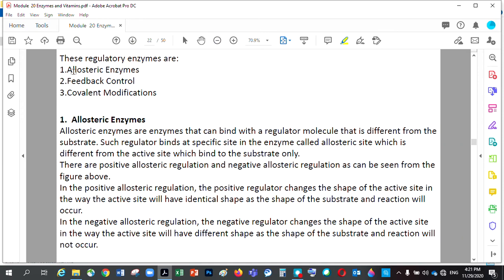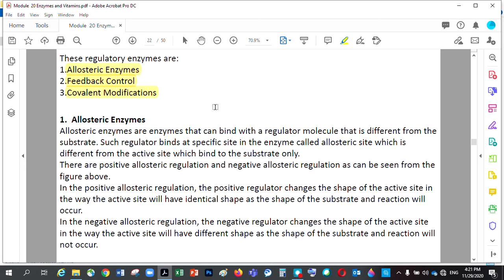As I said, we'll cover this first part, those two. So these regulatory enzymes are allosteric enzymes, feedback control, and covalent modification. The covalent modification will come in the second part. There are three types of regulations inside the enzymes: allosteric, feedback, and covalent modification. So let's go for the first type of the regulations.